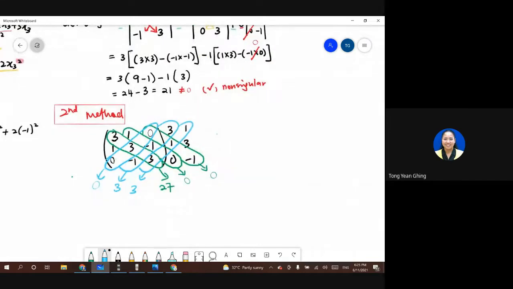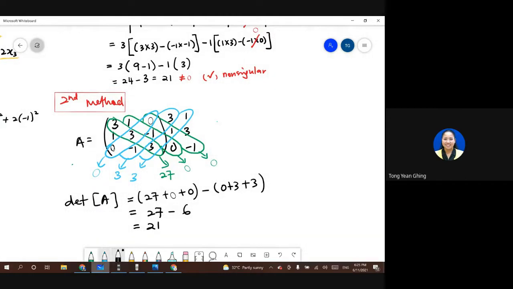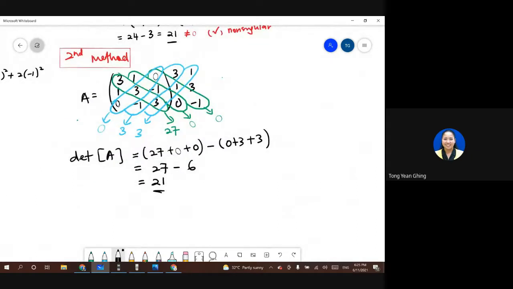Then for the determinant of A, I will use this value: 27 plus 0 plus 0 minus 0 minus 0 minus 3 minus 3. So it becomes 27 minus 6, which is 21. So it's the same. I get the same value as just now. This is the second method. And then we will have the third method.